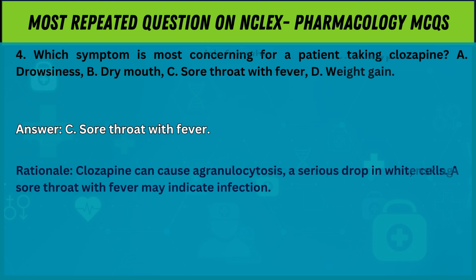4. Which symptom is most concerning for a patient taking clozapine? A. Drowsiness. B. Dry mouth. C. Sore throat with fever. D. Weight gain. Answer. C. Sore throat with fever. Rationale. Clozapine can cause agranulocytosis, a serious drop in white cells. A sore throat with fever may indicate infection.